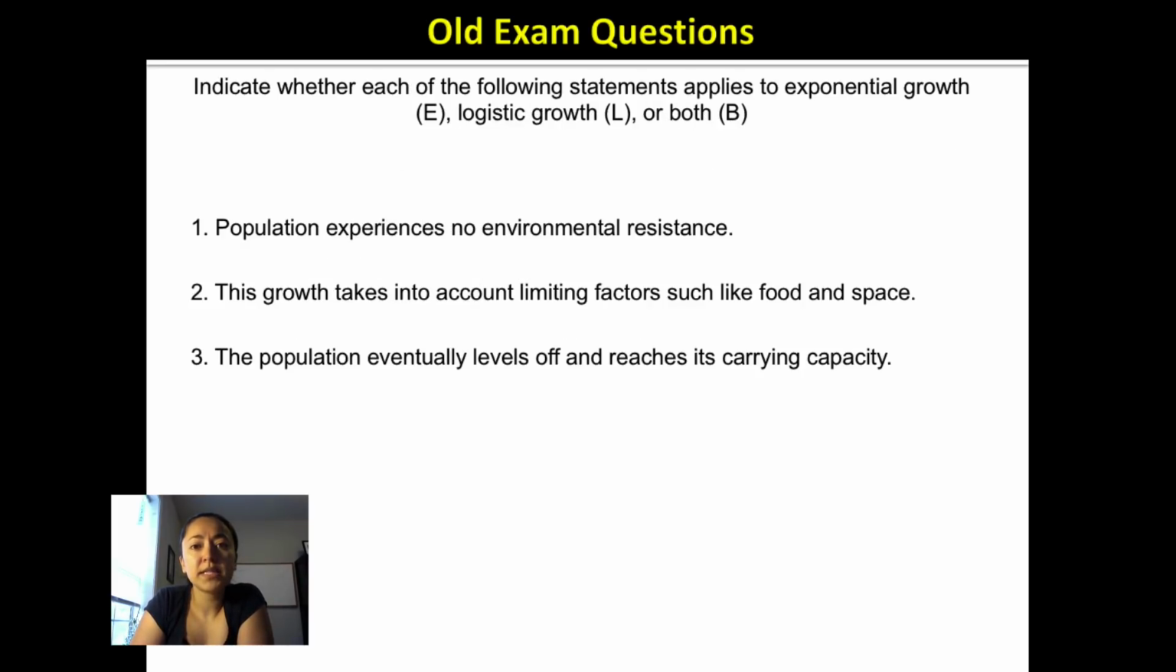Indicate whether each of the following statements applies to exponential growth, logistic growth, or both. Let's go through each one. Population experiences no environmental resistance. Well, that would be an example of exponential growth because there's nothing limiting the population growth. Number 2, this growth takes into account limiting factors such as food and space. Well, if there's limiting factors present, that will cause a population to grow logistically. The population eventually levels off and reaches its carrying capacity. Well, again, that is a characteristic of logistic growth.